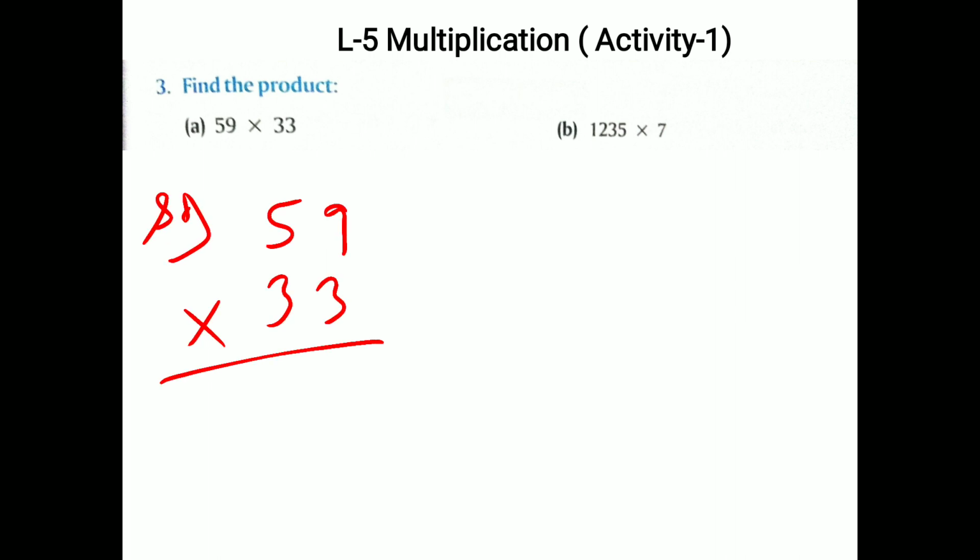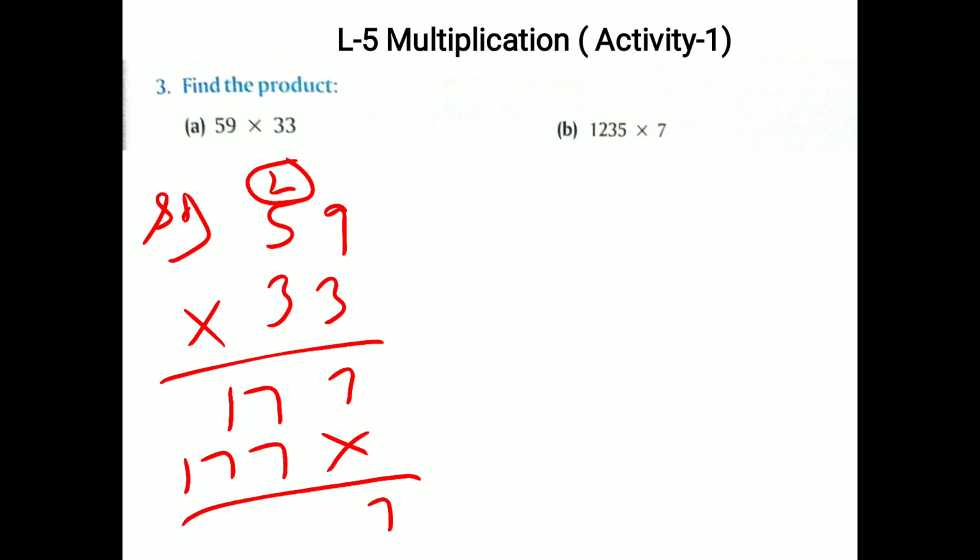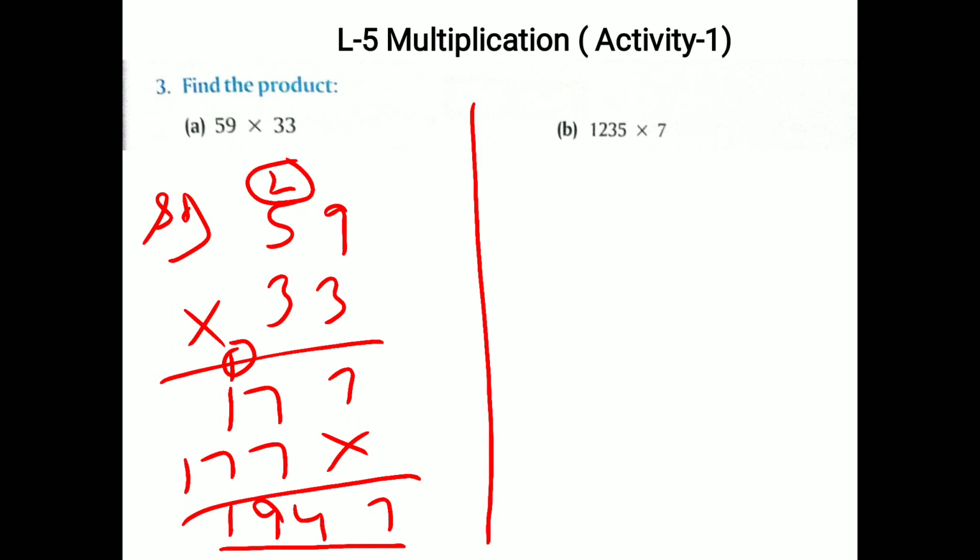Firstly, we do with 3. 3 nines are 27. 2 will come up. 3 fives are 15. 15 plus 2, 17. Now the same number we copy down, 7, 7, 1. So the answer will be 7, 4, 1 goes up as a carry, 9, 1. So this is the answer. Clear? Now we do B part.